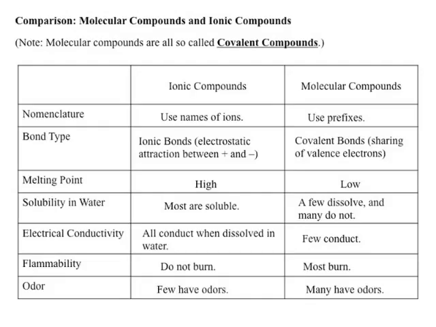And in this table, I compare the differences between ionic compounds and molecular compounds. Remember, how to name the compounds is different. For ionic compounds, you simply use the names of the ions. For molecular compounds, you use prefixes, such as carbon dioxide.